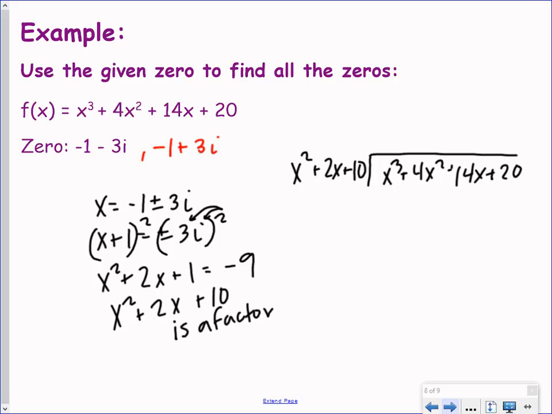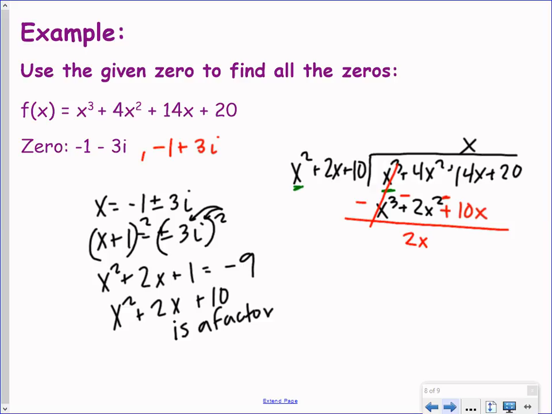Okay, so it should work out pretty nicely for you since you've found something that is considered to be a factor. So we're going to start saying, what would I have to multiply x by to get x cubed? x. So we're going to put that above the 4x squared. Distribute to all terms, x cubed plus 2x squared plus 10x. We are really subtracting. Was it 10x? Yes, 10x. Thank you. That's 10x, and then it would be minus 10x, right? Good. The x cubes will cancel.